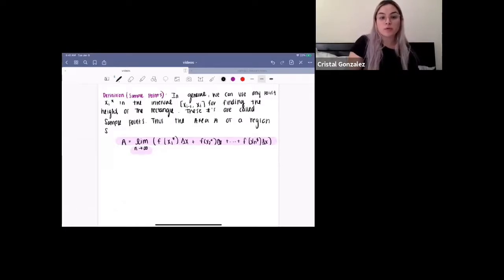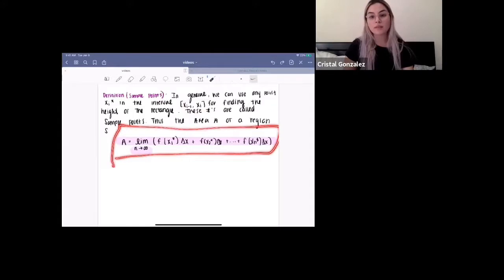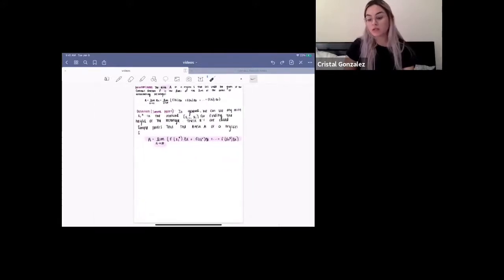So in general, for any points xi, which we'll call xi star, in any given interval, for finding the height of a rectangle, these are called sample points. And so the area of the region can be given by this. Before we specified it using a left or right-hand side limit, and now we did it in general. And this is what's going to be called a Riemann sum, which we'll actually go over in 5.2.